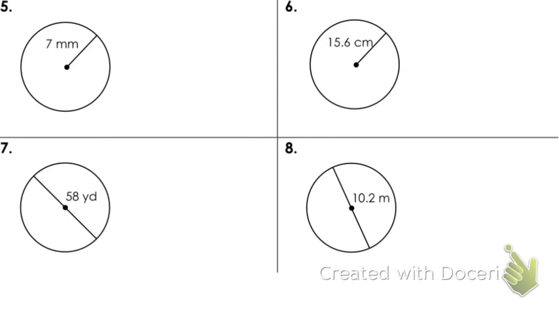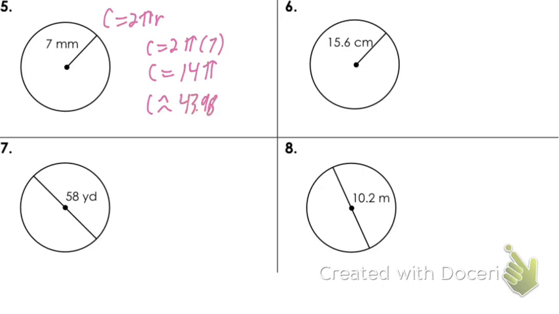So we're using just a different formula. Circumference is equal to 2 pi r or pi times d. So on 5, circumference is equal to 2 times pi times 7. Well, 2 times pi is 14, so 14 pi, which is approximately 43.98. Okay, 43.98. Then what's the unit here? Millimeters. And it's not square millimeters. It's just millimeters.